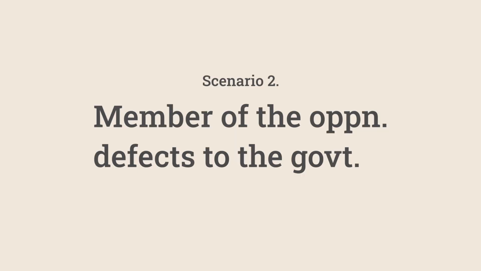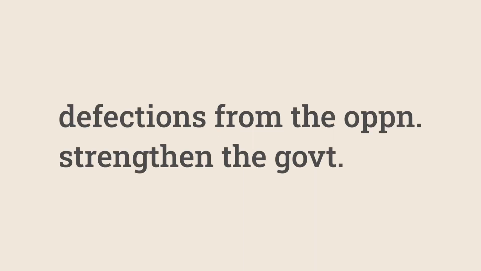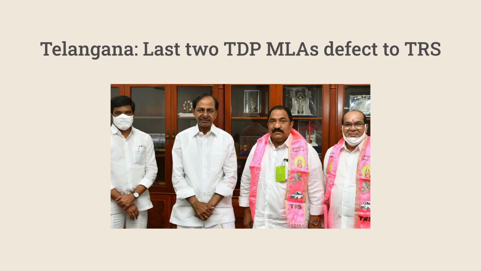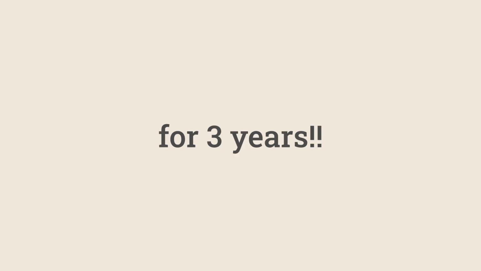In the second scenario, members of the opposition defect to the government. In such a case, the speaker does nothing. He does nothing because defections from the opposition strengthen the government. And guess who is a member of the government? The speaker. In Telangana, the speaker didn't take any action against members of the opposition for defecting to the ruling government. In Manipur, the speaker didn't take a decision of disqualifying an MLA for 3 years.